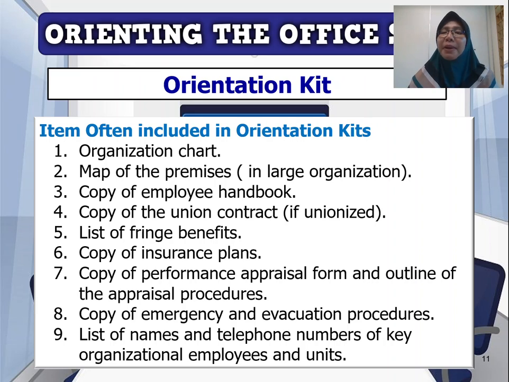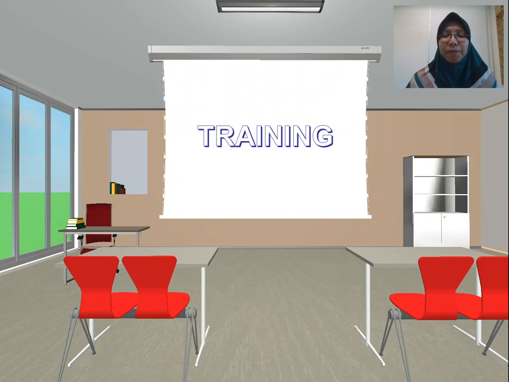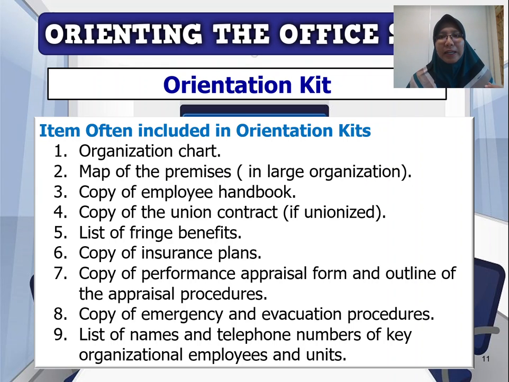And the next one is a copy of the emergency evacuation procedure, and lastly, a list of names and telephone numbers of key organizational employees and units. Okay, so that's it. We have covered our first part on orienting in the office part. So I'm going to see you again in video chapter 7 part 2 and part 3.